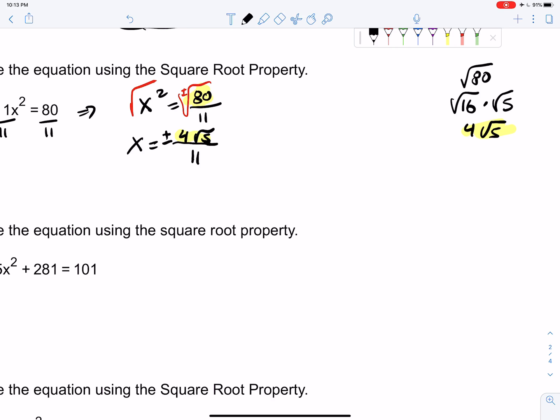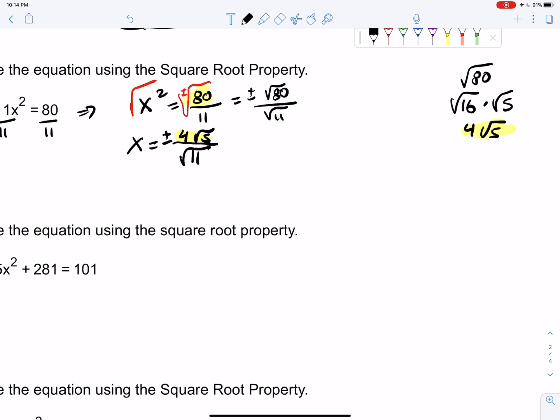Now, the denominator also, I want to show an extra step here. We're using that quotient rule, which would then say the square root of the fraction 80 over 11 is now the square root of 80 over the square root of 11. So this square root must still be there. All right, now we want to rationalize the denominator.